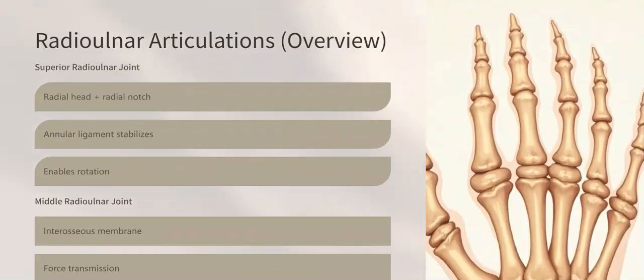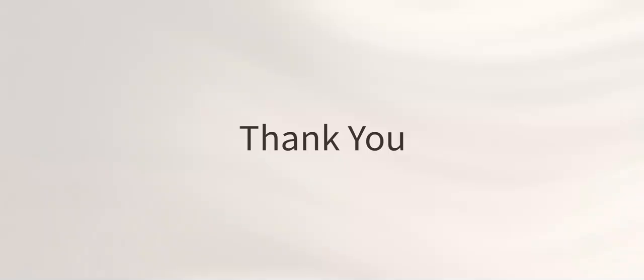Movements. Supination: palm up. Pronation: palm down. Key concept: during pronation, the radius crosses over the ulna. So that's all for today's lecture on radius and ulna osteology.